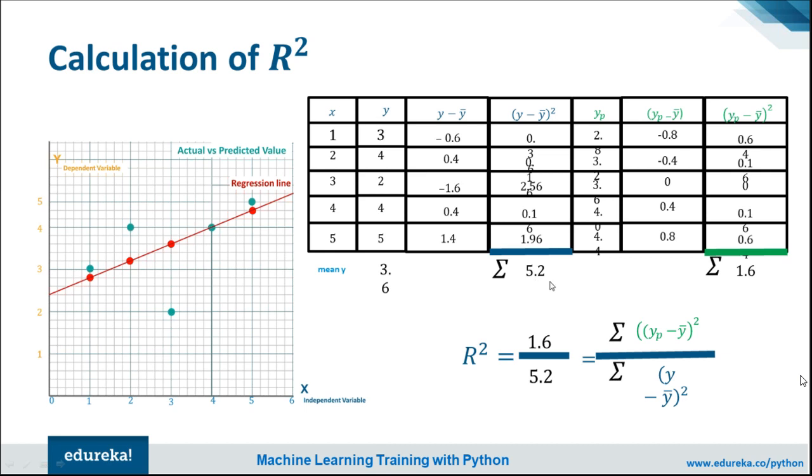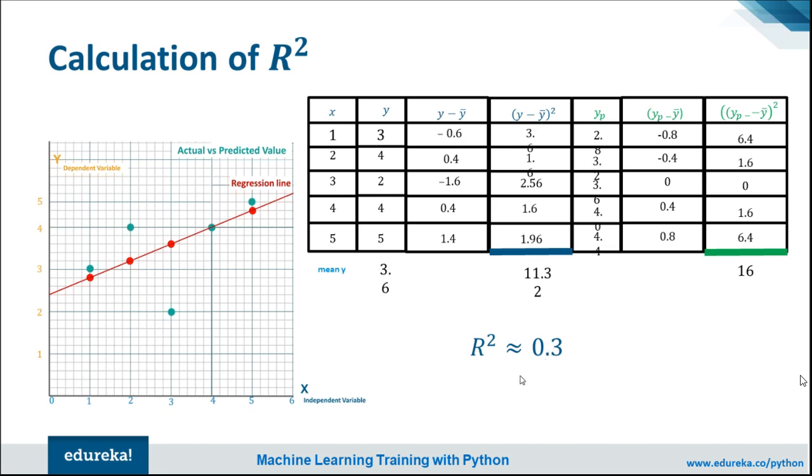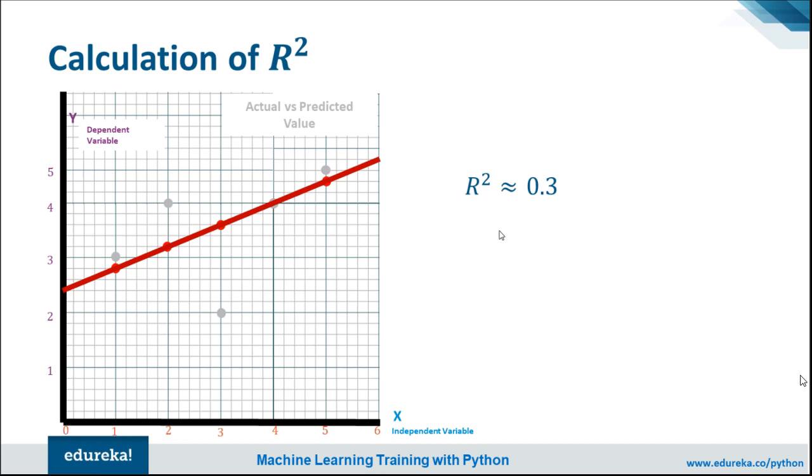Okay, so these are the final values which you will get here, right? So summation 5.2 and this is 1.6. So you divide 1.6 by 5.2, and then you get your R square value. So what is the R square value? In this case, you are getting 0.3, right?